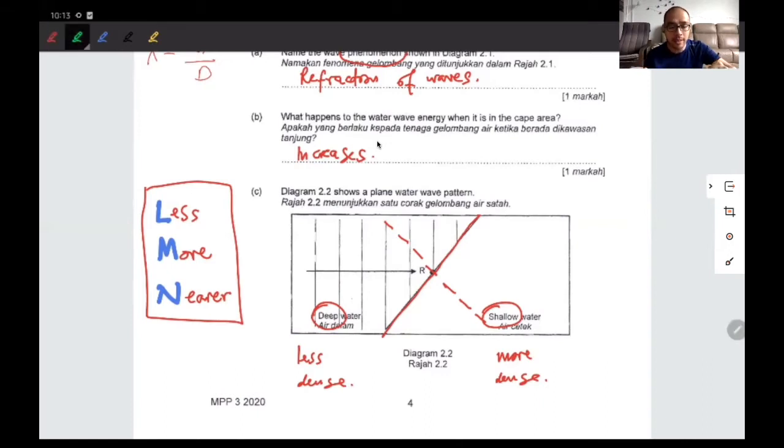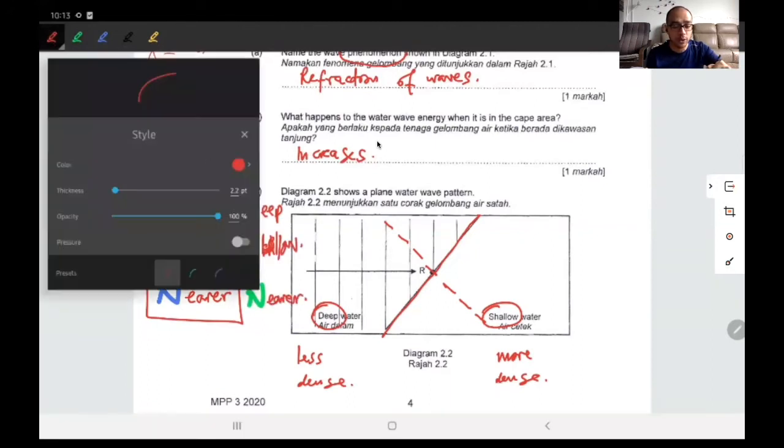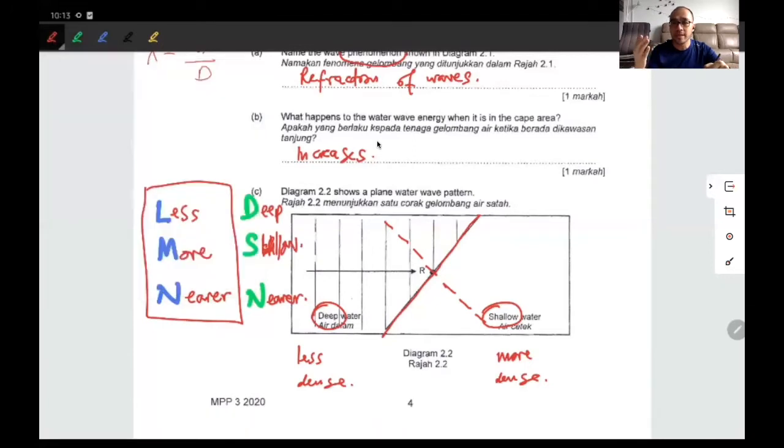Another way to remember this, and this is also quite good lah, because he's always here kan, Dato Sri Najib: deep to shallow to nearer. You can also do that lah. But I like to think of it as less dense, more dense, and nearer. But this one, less dense, more dense, nearer, usually is easier to remember kalau light. Because light is, air is less dense. Contohnya, less dense is air.